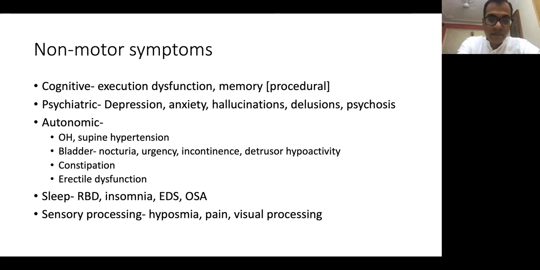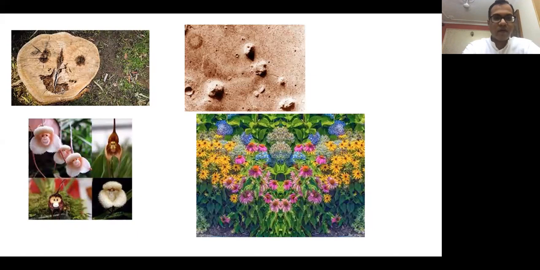Now, this is a phenomenon called pareidolia. Normally, we have a tendency to see faces in a lot of things. These are photographs where people have tried to see faces, but in patients with Parkinson's disease who have cognitive impairment or some amount of psychosis, the most common manifestation is pareidolia. They see faces even in flowers. They'll see a lot of monkeys or people around, like a crowd. You have to ask this out, and often you'll be surprised how frequently they have it.